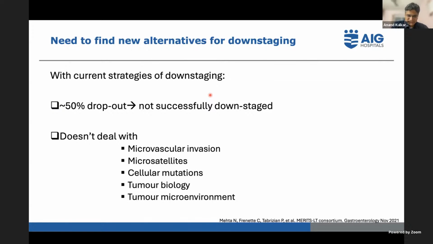Why we need to find newer therapies is that, as I said before, there is a 20 to 50% chance that they may not be successfully downstaged. They may drop out because of disease progression, recurrence, or extrahepatic mets. And most often these LRTs do not deal with microvascular invasion or microsatellites, which are very difficult to target. There may be cellular mutations of which we are not aware. The tumor biology may not be favorable despite multiple sessions of LRT. The microenvironment cannot be changed with local regional therapy. We can only change it with immunotherapy or other medications. These are the reasons why we need novel therapies to downstage these patients to transplant.